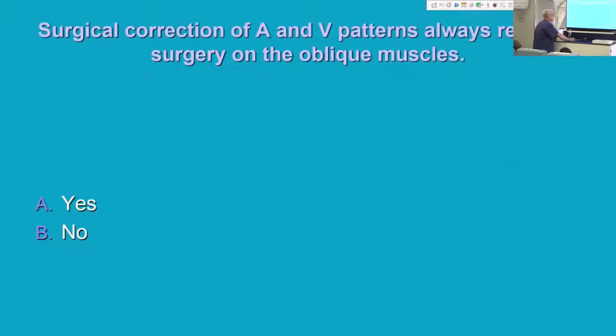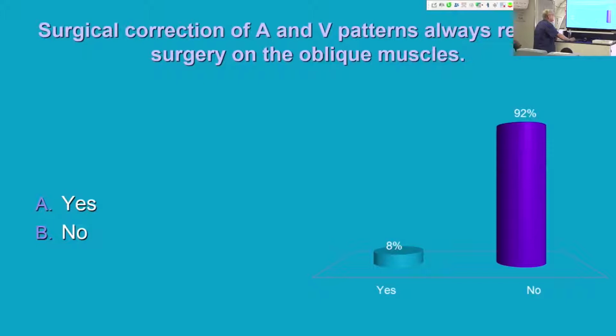And we'll see what we got here. And I think that should be good. If we do that, 92% said no, it does not always require surgery on the oblique muscles. Certainly it does not, because you can transpose the muscles a half tendon width up or down when necessary. And sometimes you don't have to do anything even though it's there.